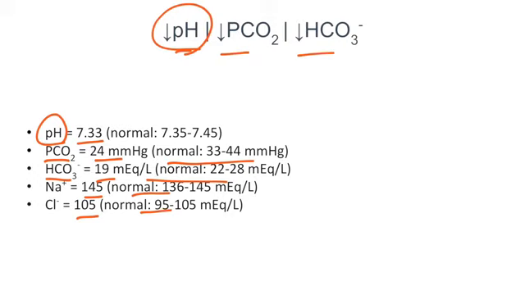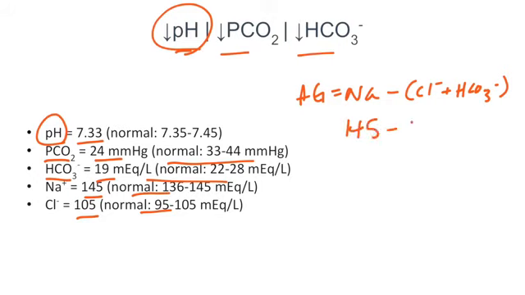Now we've been given sodium, bicarb, and chloride, so we need to calculate an anion gap. Remember, anion gap is calculated by taking sodium and subtracting chloride and bicarb. In this case, 145 minus 105 plus 19, or 21. A normal anion gap is between 8 and 12, so this patient clearly has an anion gap metabolic acidosis. At this point, we should think about the Winters formula and determine if the lungs are adequately compensating.